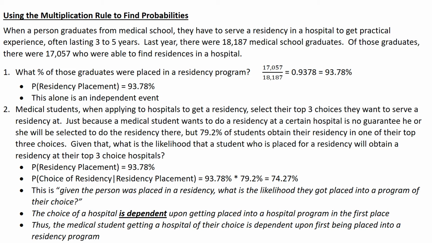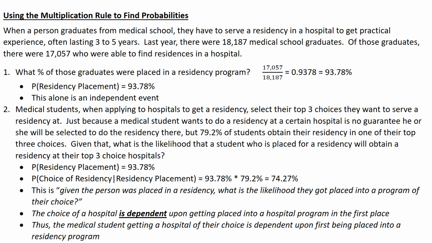Now, when a medical student applies to a hospital, often and usually they're given three choices. No different from going to school. What are your three areas you want to study? What three schools do you want to go to? What are your priorities? And this study said that of their three choices, when they get selected for residency, 79.2% of the students get one of their top three choices.